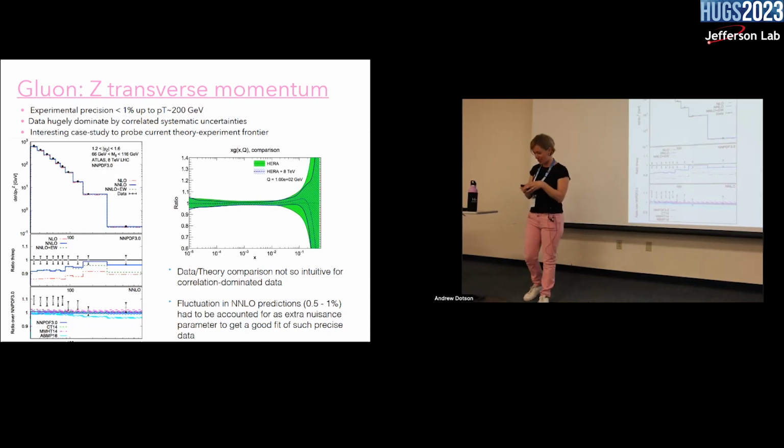So I think your observation is super important. And we are getting to the point where PDF fitting collaborations internally have to cross-check the uncertainties that you give us. And sometimes we have to decorrelate uncertainties.